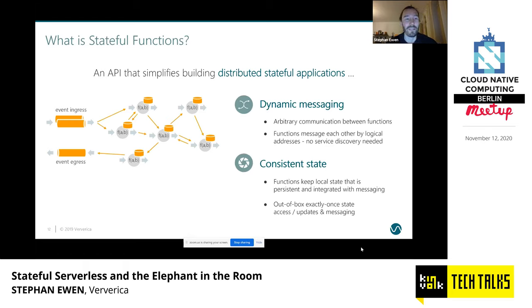The other part of the name stateful function, as it implies, is actually the stateful nature. So each of these functions has access to local and consistent state. So rather than saying, okay, we have these pure functions and let them talk to a database, really trying to bake state in here as a first class concept. So every function accesses state pretty much as in a local variable.